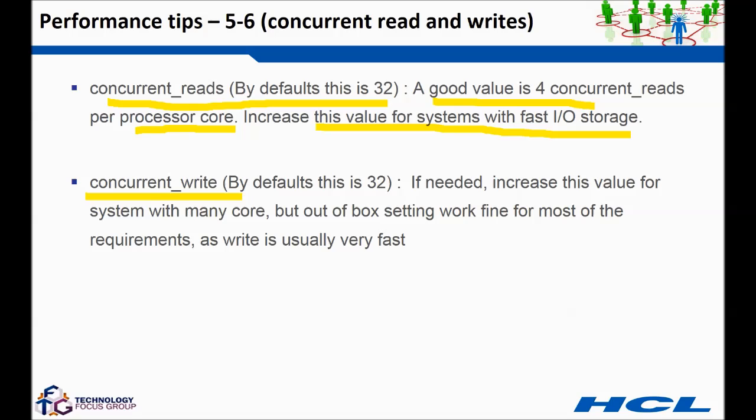Cassandra anyways is built for faster writes, and generally you don't need to change this setting more often. With the default value it will work perfectly fine in most of the scenarios, as the out of box system setting works very fine for most of the requirements, as write is usually very fast in Cassandra. So these are the two tips using which you can increase your read and write speed.